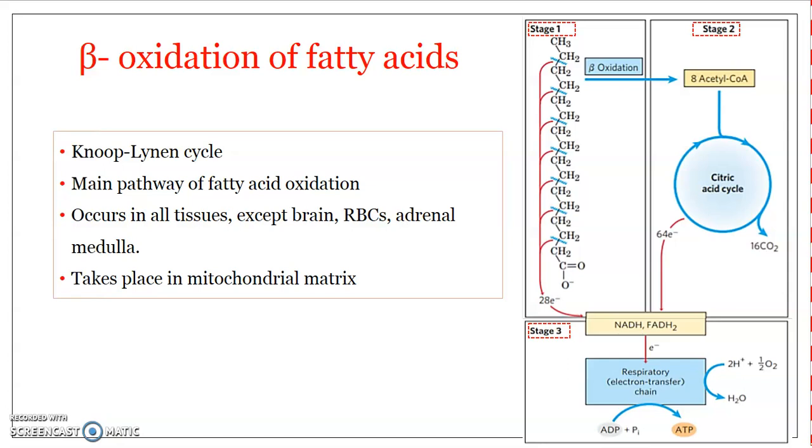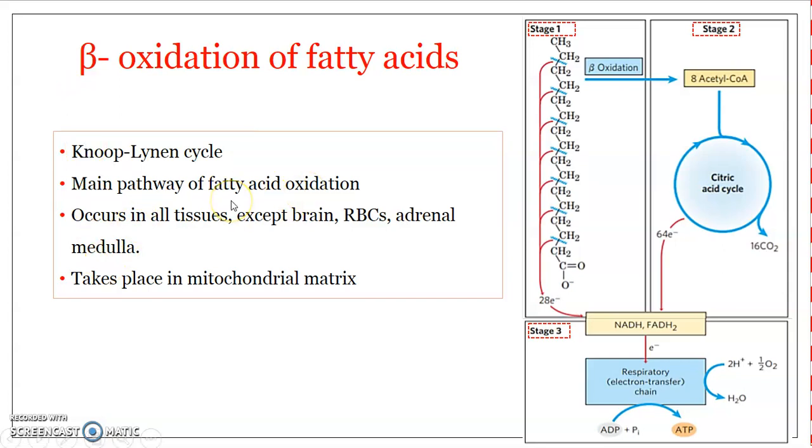These enter the circulation and reach the cells, right? And the main pathway of fatty acid oxidation in the cells is beta oxidation. There are different types, named alpha, beta, gamma, but beta oxidation is the major pathway for fatty acid oxidation in the cells.